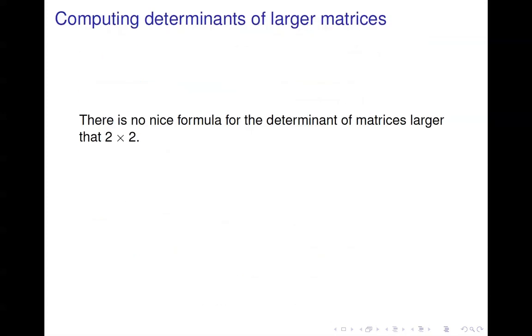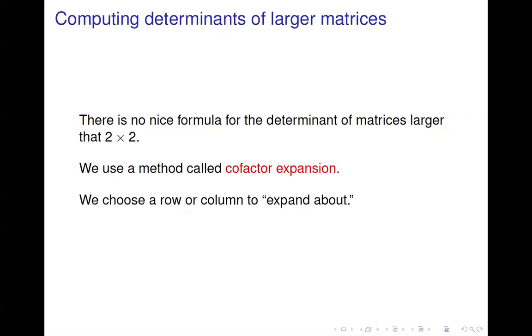So determinant of A not equal to 0 is logically equivalent to A is invertible. If we move beyond a 2 by 2, there's no nice formula for computing the determinant like there was for a 2 by 2. We use a method called cofactor expansion, and this method works for any size matrix, 3 by 3 and up.